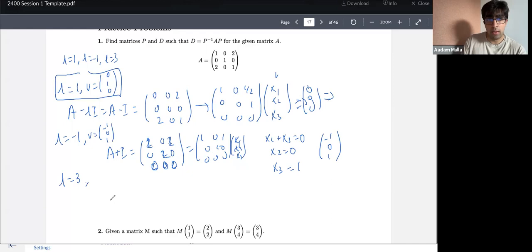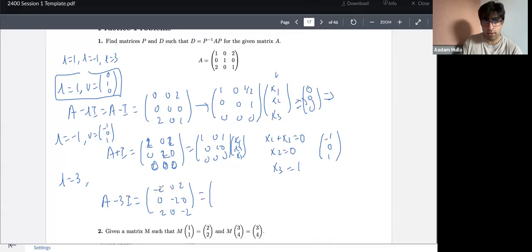Lambda equals 3. A minus 3I, you're just going to subtract 3 along the diagonal. So -2, 0, 2, 0, -2, 0, 2, 0, -2. Let's see which row we get rid of. So let's first divide these two rows by -1, maybe. Divide this by -1, so we get 1, 0, -1. Divide this by -1, we get 0, 1, 0. And then this one might as well also divide by -1 and get 1, 0, -1, which is going to just cancel out with the top row and turn into 0, 0, 0, right?